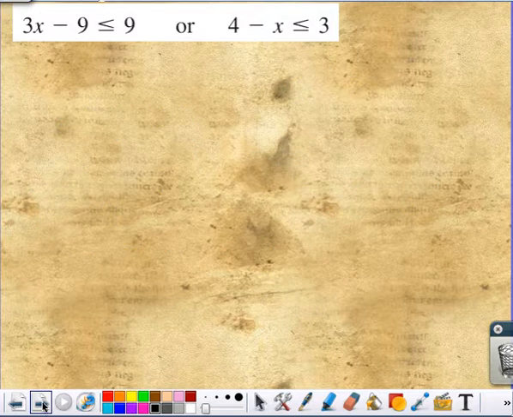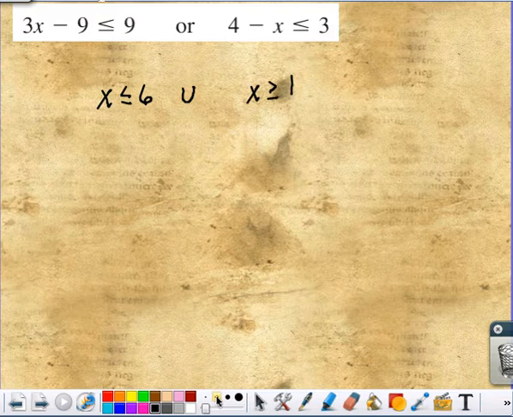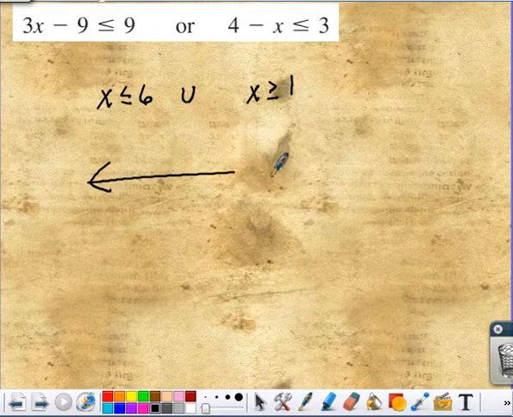I think these are probably no solution or infinite solution problems. I'm just going to fly through it. Add 9, divided by 3 gives you x is less than or equal to 6. Or, union. I'm going to move x over here. Subtract 3. That'll be x is greater than or equal to 1 when I flip it back around. So we're going to union all numbers bigger than 1 and all numbers smaller than 6.